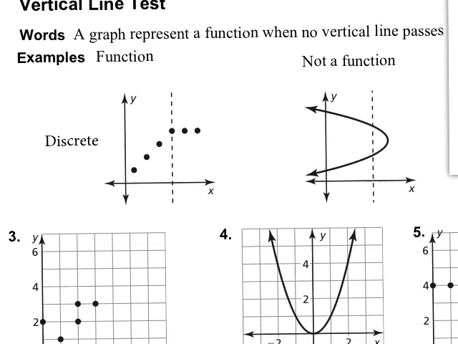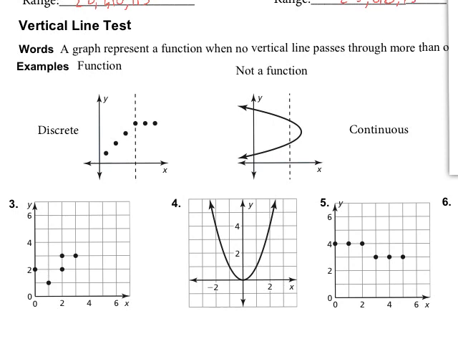There are two different types of graphs that we need to look at. Point graphs that have individual points like this are called discrete graphs. Any kind of graph that has a solid line or curve on it is called a continuous graph. You can check with the vertical line test with discrete graphs or continuous graphs. What you are looking for is, do any of my vertical lines hit more than one point?